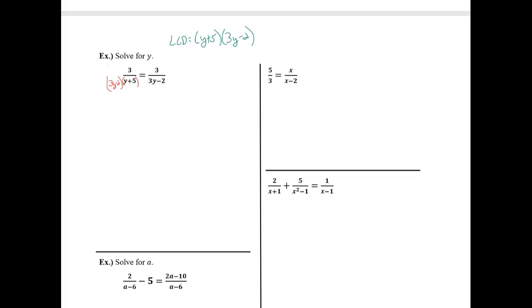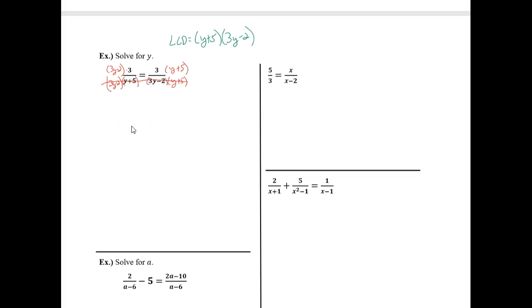Again, whatever I do in the denominator, the exact same thing in the numerator. On the right-hand side of the equation, I have the 3y minus 2. I don't have the y plus 5. Whatever I do in the denominator, same thing in the numerator. I have to make each denominator look like this LCD. Once both denominators look like that LCD, and I've kept it equivalent by doing the same multiplication in the numerators, I can clear out those denominators, right? We would multiply everything by the LCD.